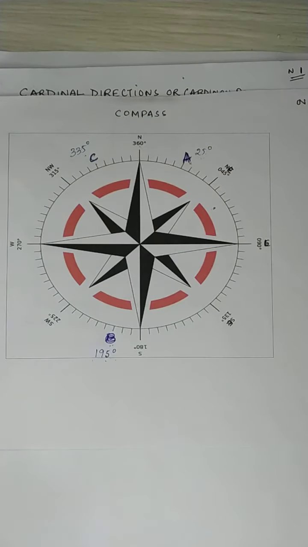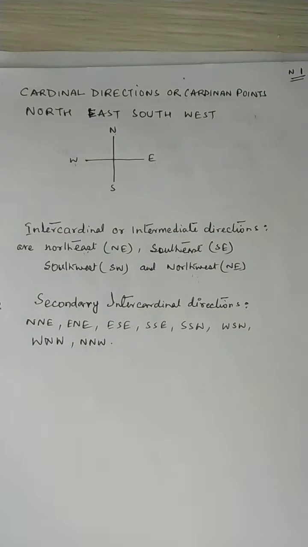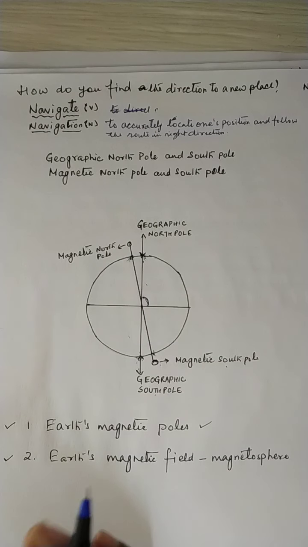So children, now the question is, how do we actually find a direction to a new place? That is a very important question. Now, as you know, we use sunrise, sunset, the pole star, which is called Dhruva Tara, and the magnetic compass, the magnetic needle, to help us find directions. And a magnetic needle and a magnetic compass are very helpful to find directions.